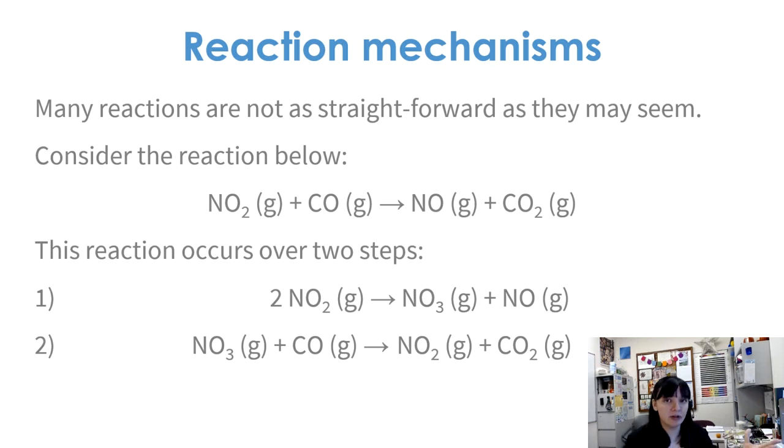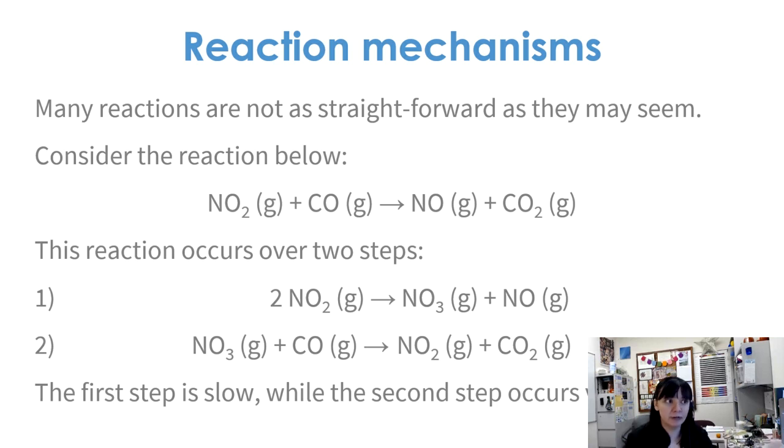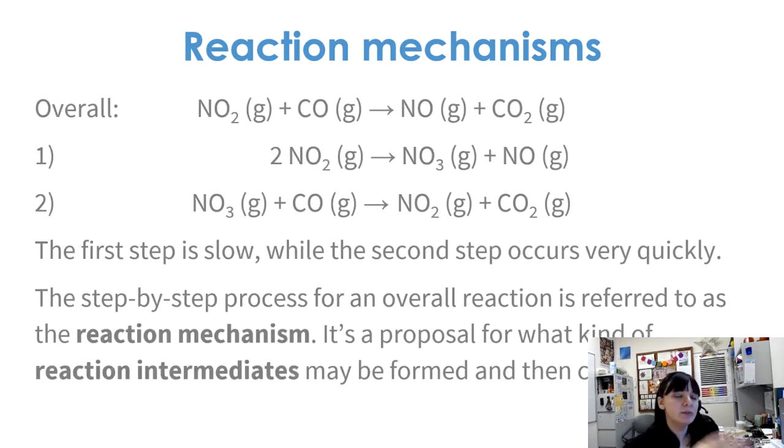But what's really important to note about these different steps is that because they are themselves different reactions, they're going to have different rates. In this case, the first step of the reaction occurs rather slowly, whereas the second step can go very quickly on its own. This picture of the different steps that go into our overall reaction is referred to as the reaction mechanism. This is essentially the nitty-gritty of how a reaction occurs.